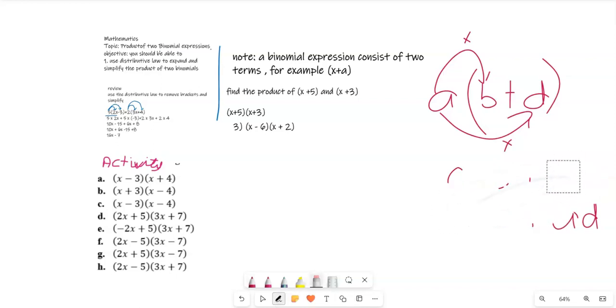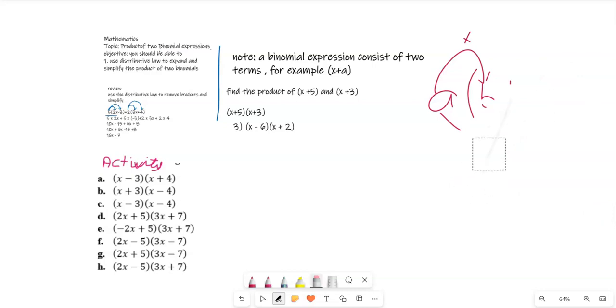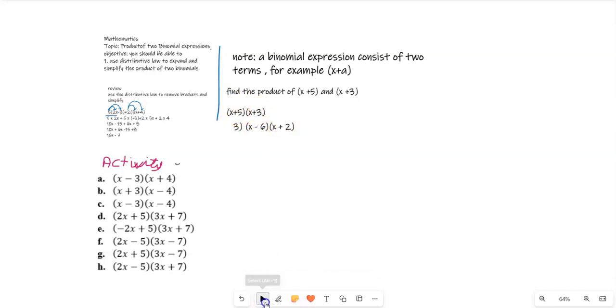Alright, so let's look at some actual examples. So we're looking at binomial expansion, where we have the product of these two factors, x plus 5 and x plus 3. There are two ways to approach the question. There's one way where you can split the first bracket using the distributive law to multiply by the second bracket.